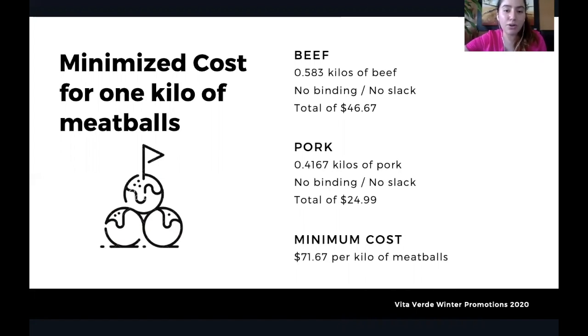46.67, and for the pork 0.42 kilos and spending 24.99 pesos, giving us a minimum cost of 71.67 per kilo of meatballs.